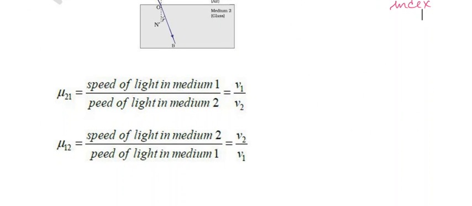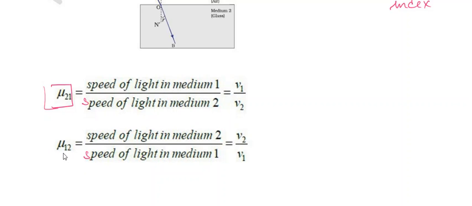So you can represent it like this. For instance, mu 21 is equal to the speed of light in medium 1 divided by the speed of light in medium 2. So first medium, second medium. What is this mu 21? It is nothing but the refractive index of the second medium with respect to the first medium. So you have to read it like this. In that case, it is V1 by V2.